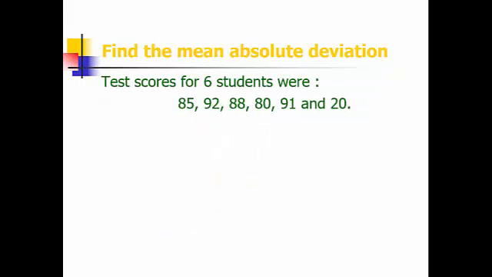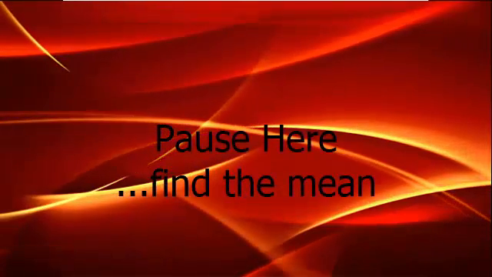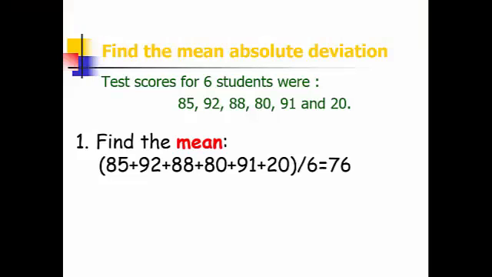So test scores for 6 students were 85, 92, 88, 80, 91, and 20. So the first thing we're going to do is find the mean. So maybe you would like to pause here and find the mean of those test scores. The mean I got was 76.